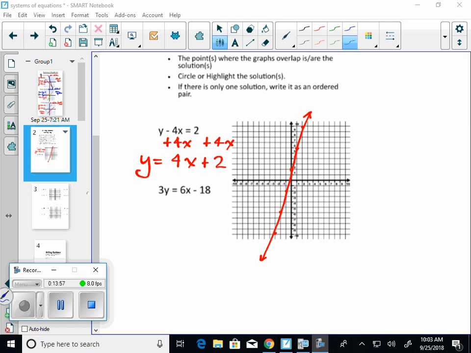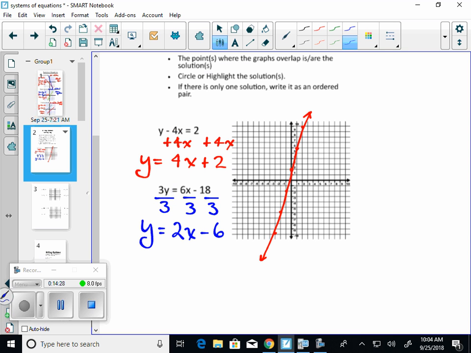On the next equation, is it in the right form? No. I know I have a 3y is equal to 6x minus 18. I need to divide everything by 3. So please don't leave any terms out. They'll get their feelings hurt. Divide everything by 3. So what I'm left with is y equals 2x minus 6. So I divided every term by 3. Questions? And then I graph.